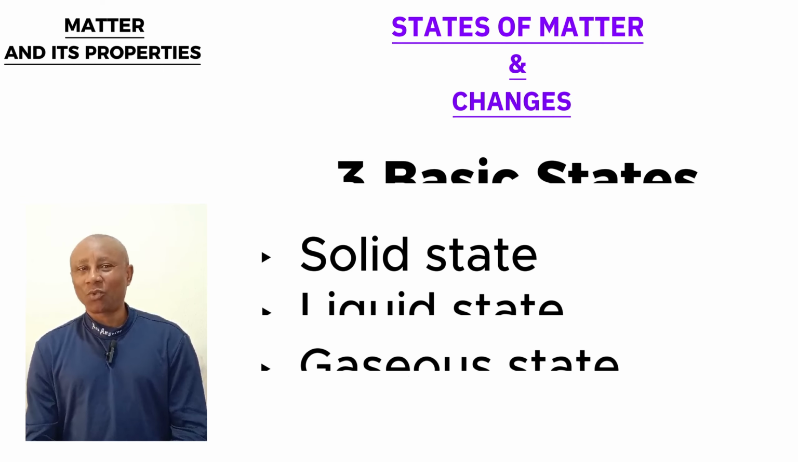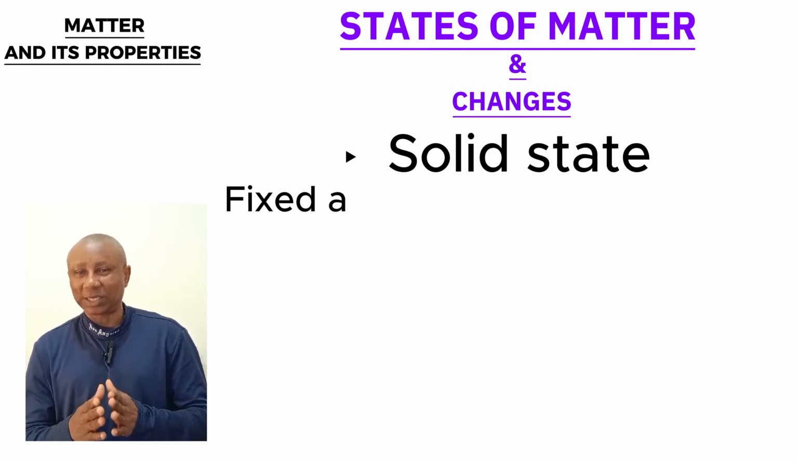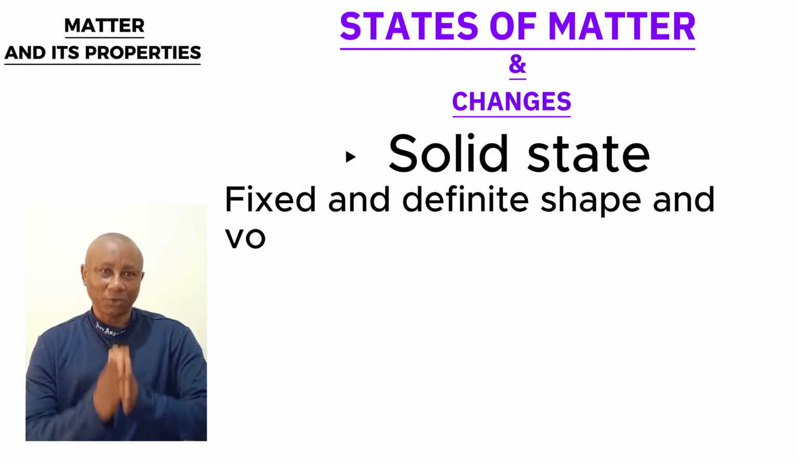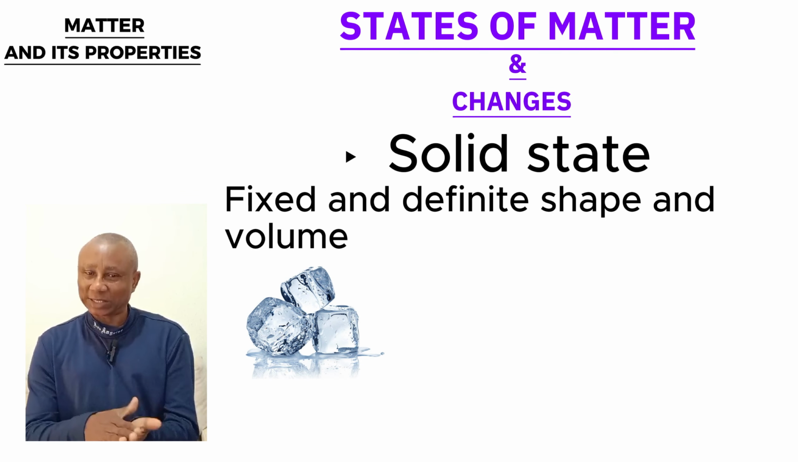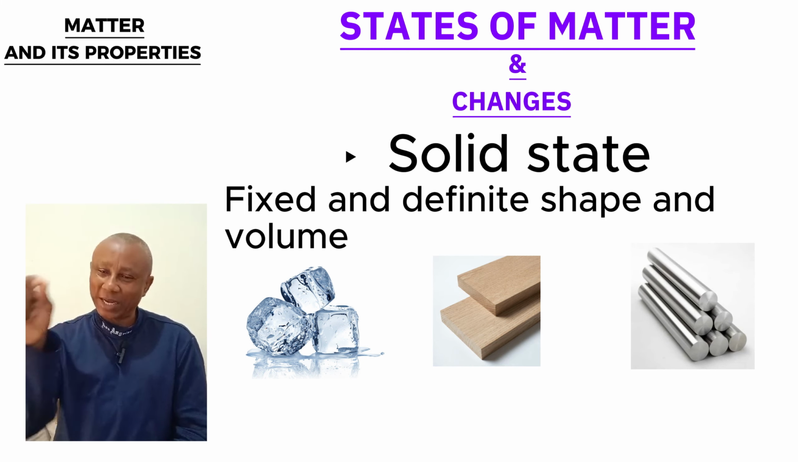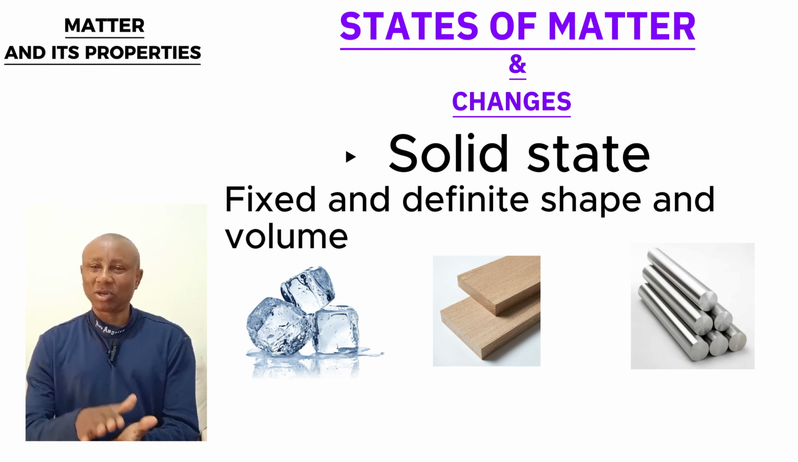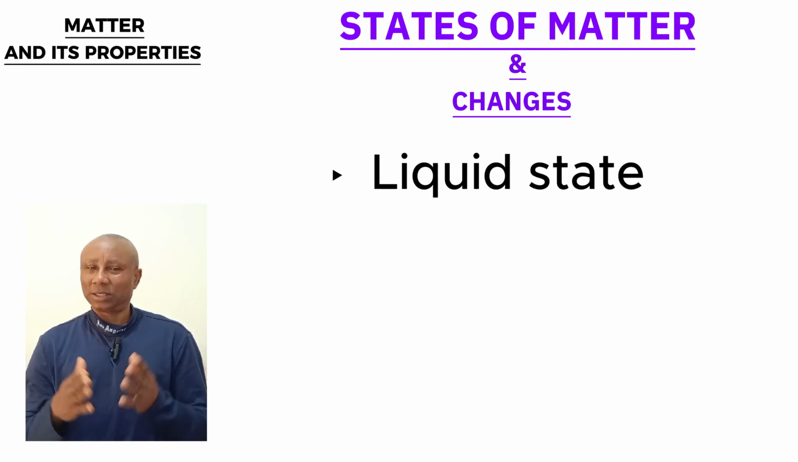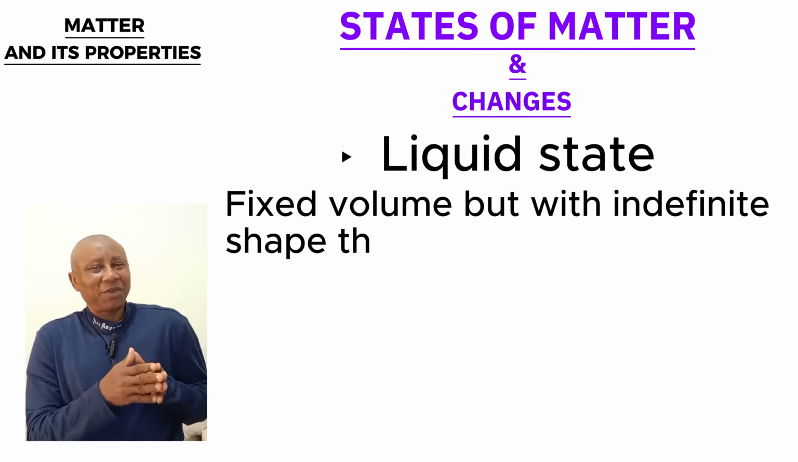state. What do we mean by solids or the solid states? Solids have a fixed and definite shape and volume. For example, if you take an ice block, you see it has a fixed shape and size. The wood, the metal, and the pen in your hands, the book in front of you, they are all solid states of matter.